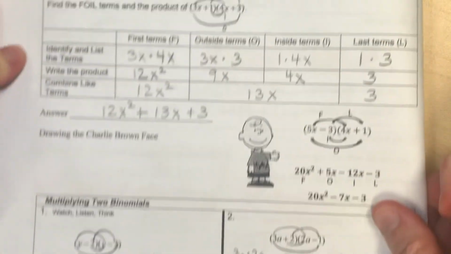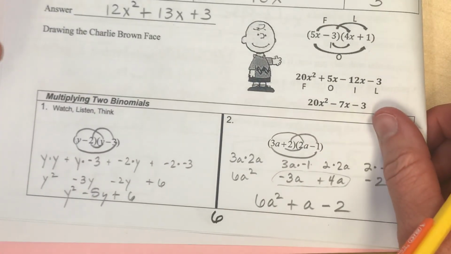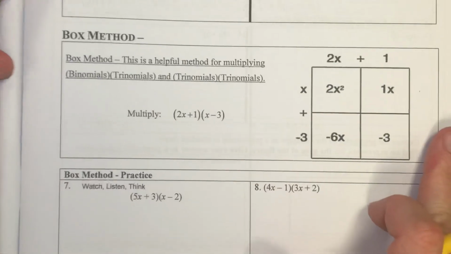And let's check out our box method. So there's one more method, again, to do the same thing. We're multiplying a binomial times a binomial. I'll start a new video for this one.